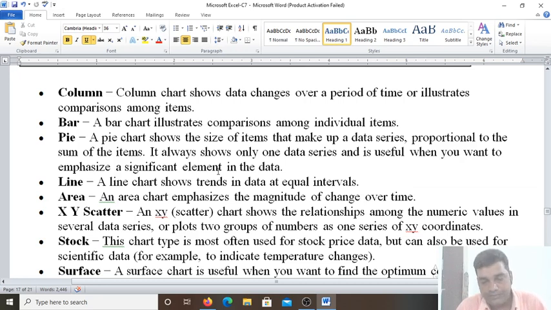The pie chart displays the data in the form of a circle, as you can see in figure 3.9 of your book, page number 31. The circle is divided into a series of segments, and each segment shows the relative size of each item in the chart. It is useful when you want to emphasize a significant element. This chart type works best with a smaller number of values.